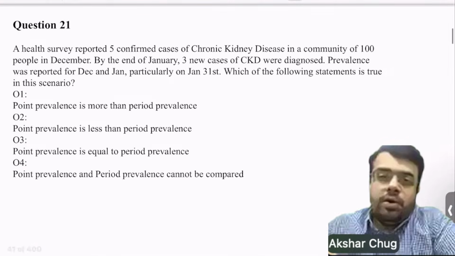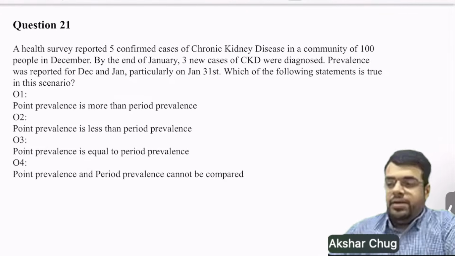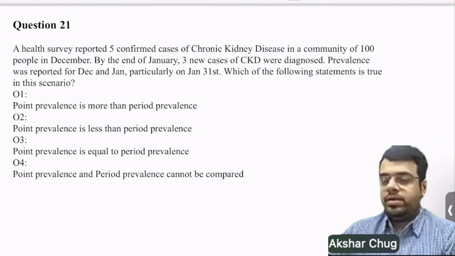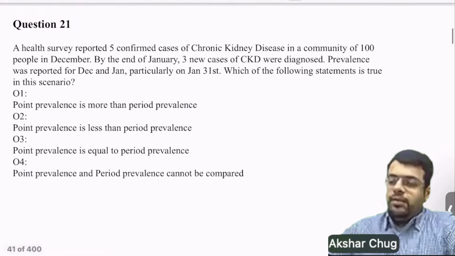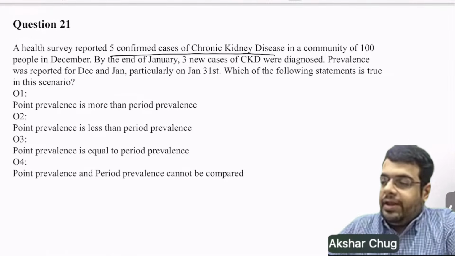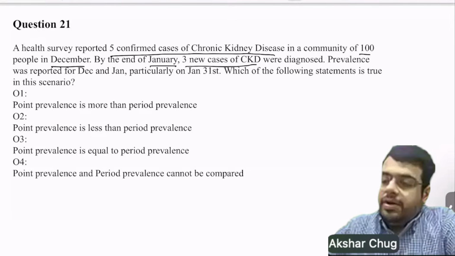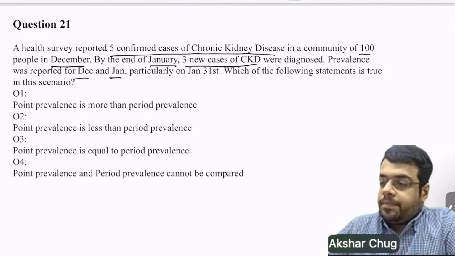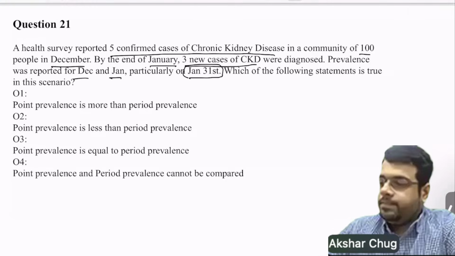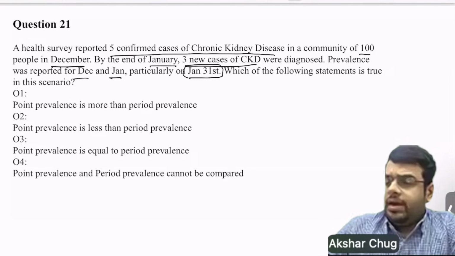Moving on to the 21st question. Again, this is a long question. What we are asked is which of the following statements is true in this scenario? Now let's see what we are given. A health survey reported 5 confirmed cases of CKD in a community of 100 people in the month of December. By the end of January, 3 new cases were diagnosed. Prevalence was reported for December and January, particularly on January 31st, which means January end. Which of the following statements is true in this scenario?